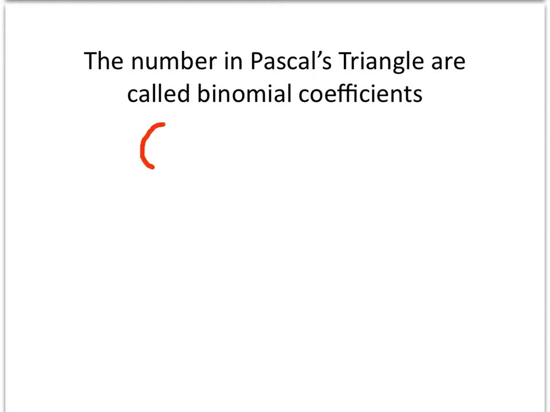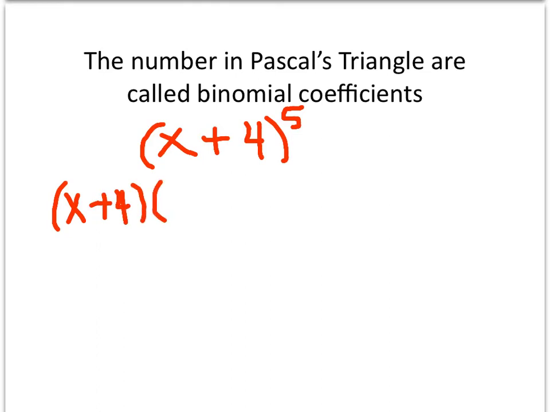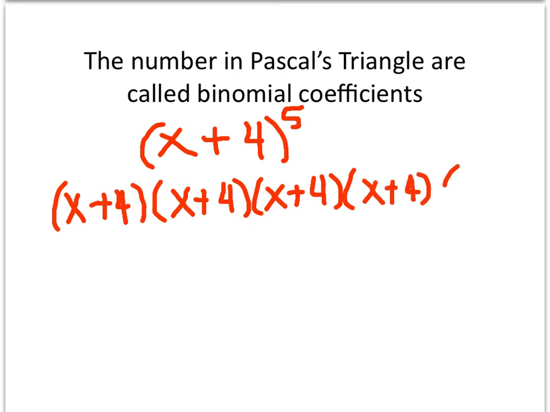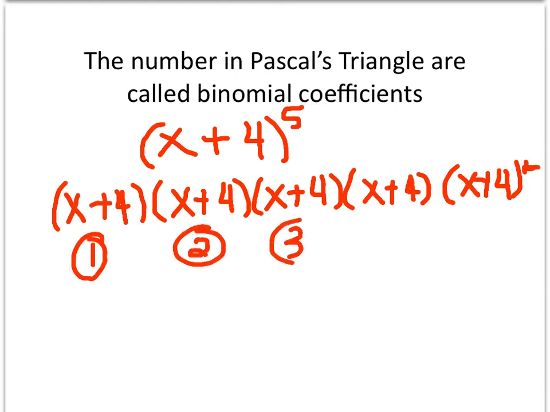So just to help you out and get you ready for the next slide, if I had x plus 4 to the fifth, what we're really doing is x plus 4 five times. So it looks something like this. So there are your x plus 4 to the fifth. So we have one x plus 4 to multiply by a second one, a third, a fourth, and a fifth. So we have 5 of these that we need to multiply together.